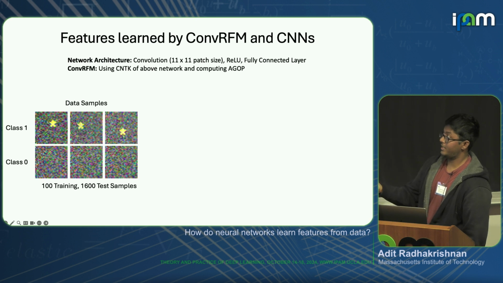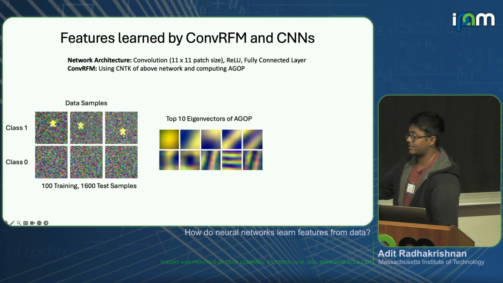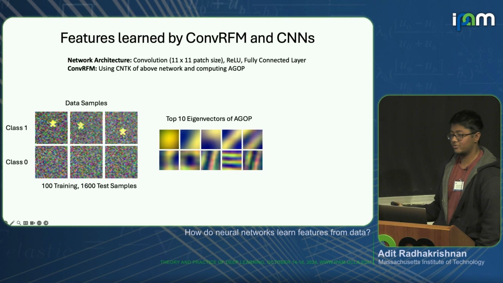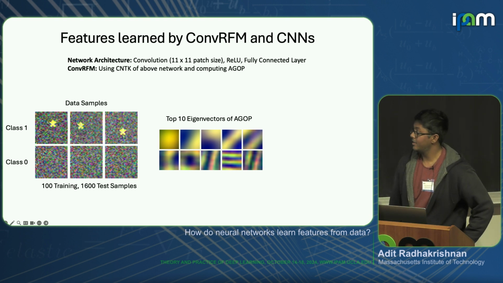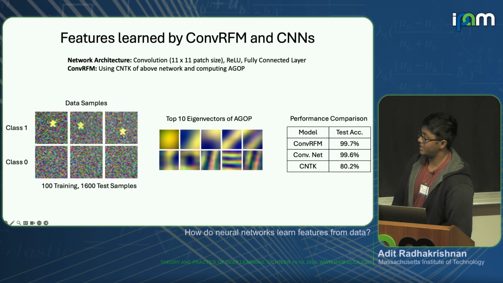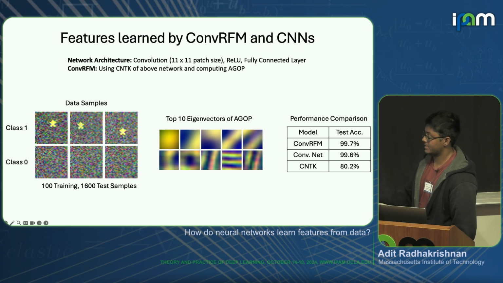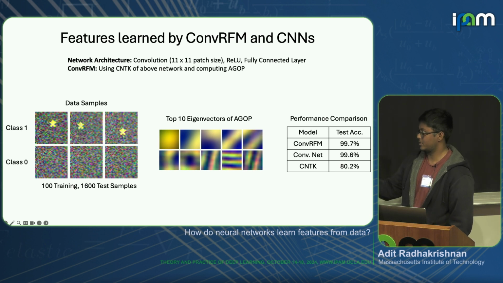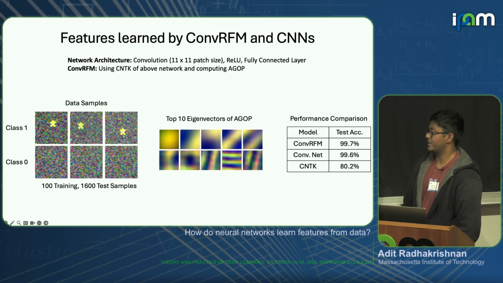If I train either of these models and I look at the eigenvectors of the AGOP, what you'll see is that the top eigenvector, as an image, is looking for the color yellow. Every eigenvector afterwards is looking for contrast between yellow and its negative, which is blue. In fact, if I reintroduce these features, even though the convolutional NTK got around 80% on this task, the convnet is basically perfect. And now if you introduce this feature, you'll see that ConvRFM is also just pretty much perfect on this data set.